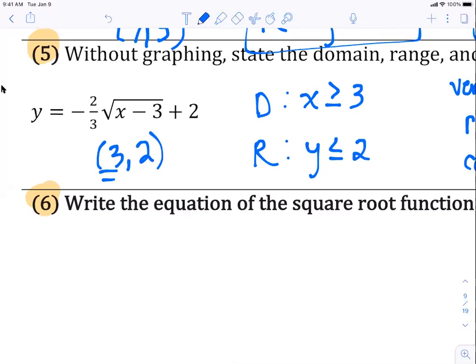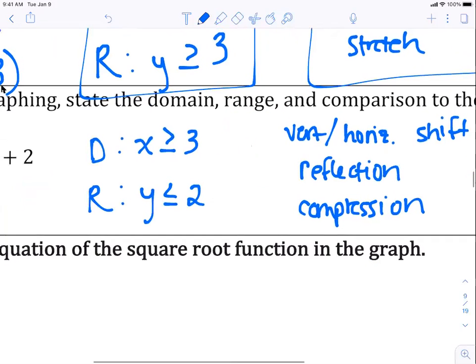The range, on the other hand, is the one that could flip. If you don't have a reflection in front, then it's always greater than. If you have a reflection, it just means your graph is going to go down and to the right, in which case it's going to be less than whatever value is on the end. So that's why here your domain is x is greater than or equal to 3, and your range is y is less than or equal to 2.